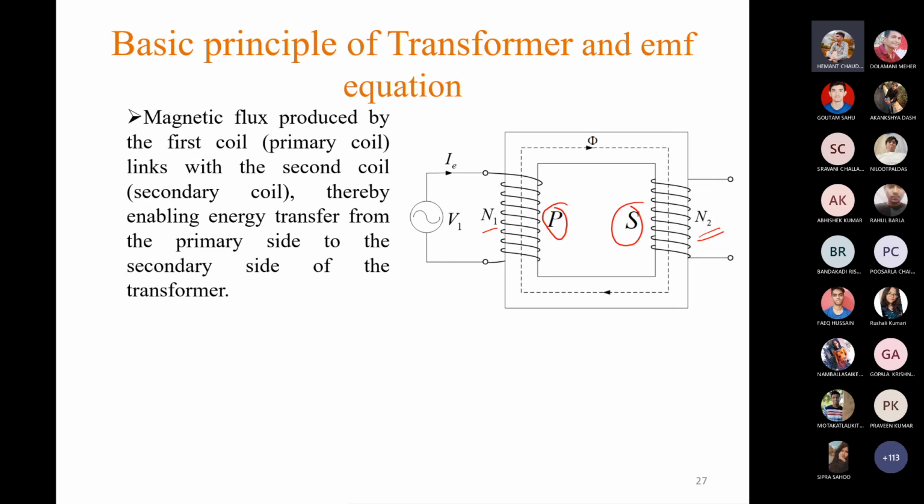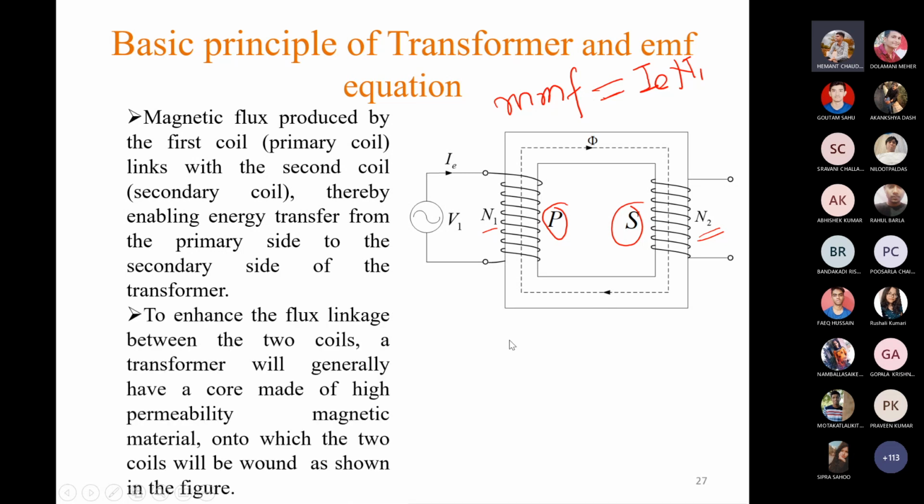When this alternating current flows through these N1 turns, what happens? It will produce its own MMF, that is magnetomotive force, which is equal to the current. Suppose this current is Ie, and N1 is the number of turns in the winding. So Ie N1 is the MMF produced by this primary winding when it is supplied by this voltage source V1. Now this MMF will produce its own flux. So what is the formula to calculate flux? Flux is equal to MMF per reluctance. So MMF Ie N1, if you divide it by the reluctance, you will get flux.